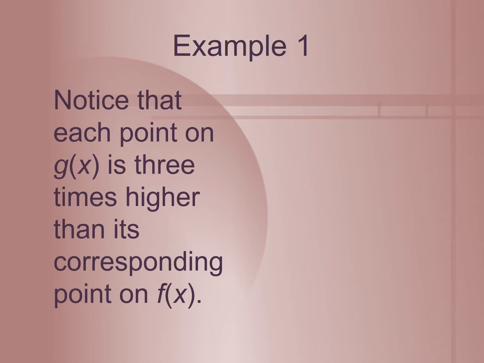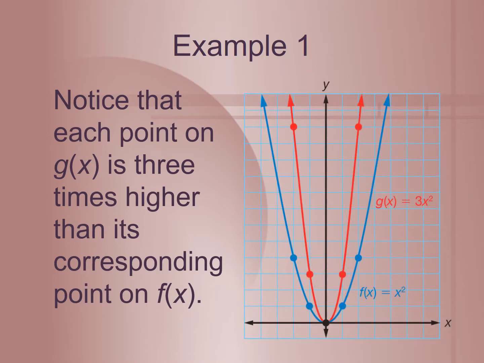Alright, so we're going to plot these two graphs. So if you notice, the blue graph is the x squared function. And then the red graph here is the 3x squared function. So notice that each point on the red graph is 3 times higher than the corresponding point on the blue graph.